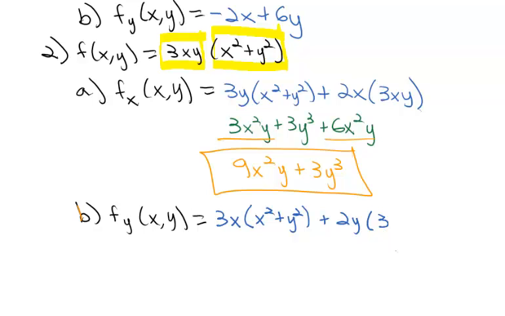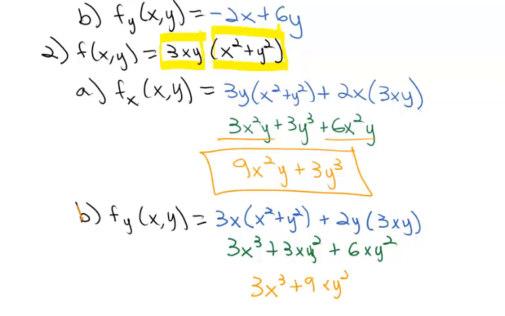Derivative of the second times the first, 3xy. So we have the product rule again. The derivative of the first times the second, plus the derivative of the second times the first. Distributing through, we have 3x cubed plus 3xy squared plus 6xy squared. This time the like terms are the other two, so we have 3x cubed plus 9xy squared for our final solution.